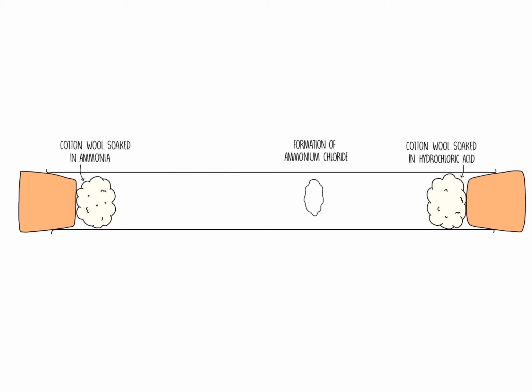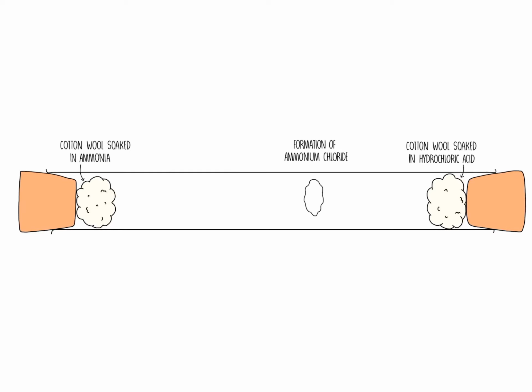Now, ammonium chloride doesn't form right in the centre of the tube, but actually closer to the cotton ball containing hydrochloric acid. And that's because ammonia is much lighter than hydrochloric acid, so it can travel faster along the tube since it doesn't have to drag so much weight with it as it moves.